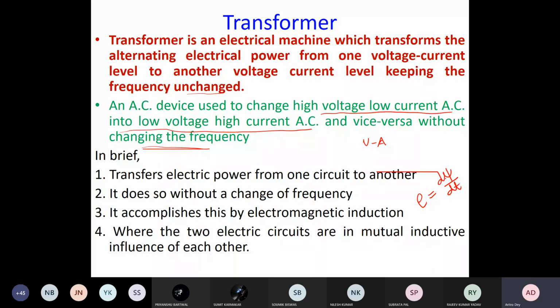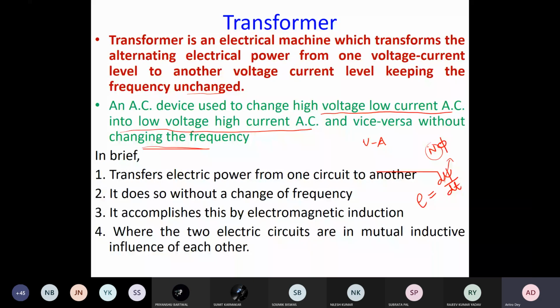If your flux linkage is N into phi, so if you change your number of coils, then definitely your voltage will be stepped up. When the number of coils for the secondary is much higher than the number of coils in the primary, the flux linked with it will change. Or how else can you change the rate of change of flux?